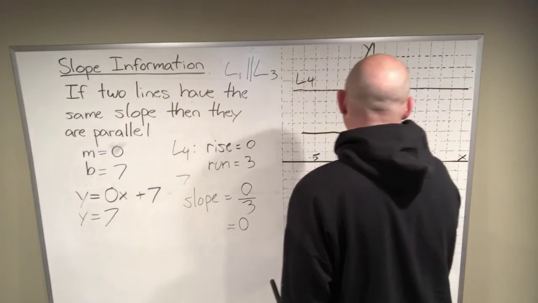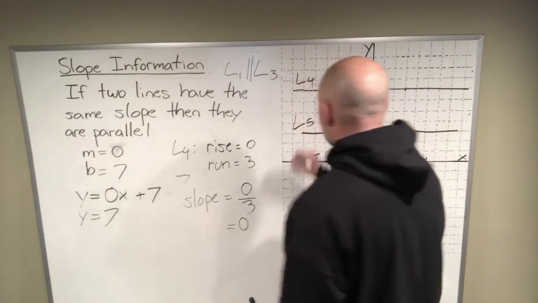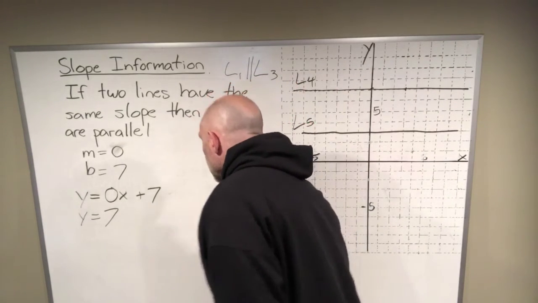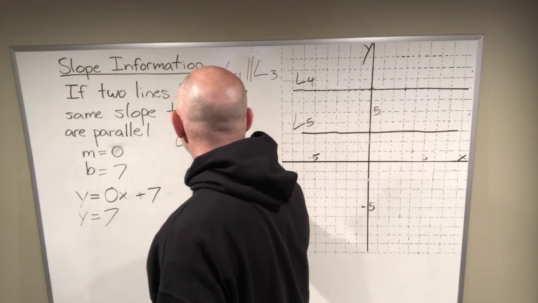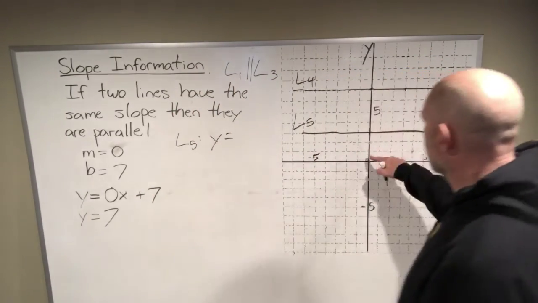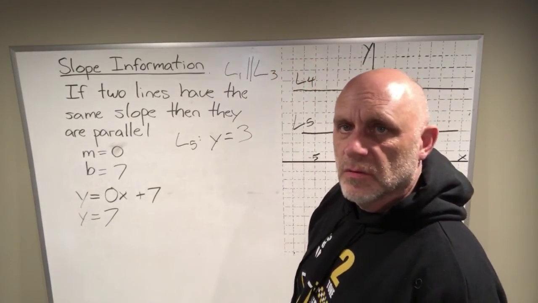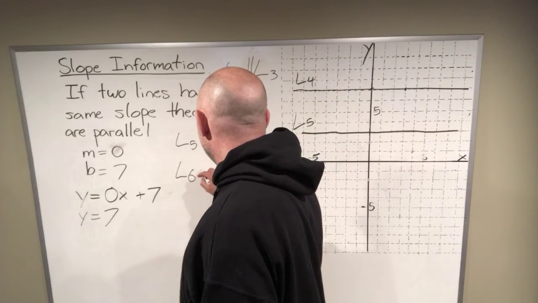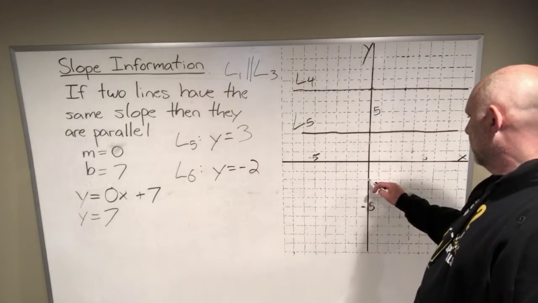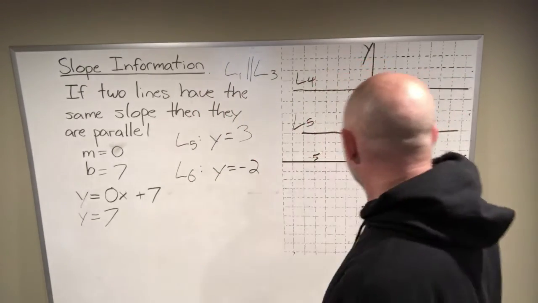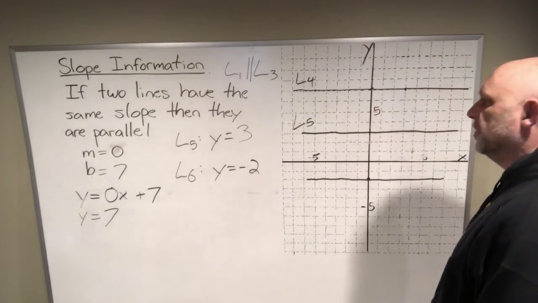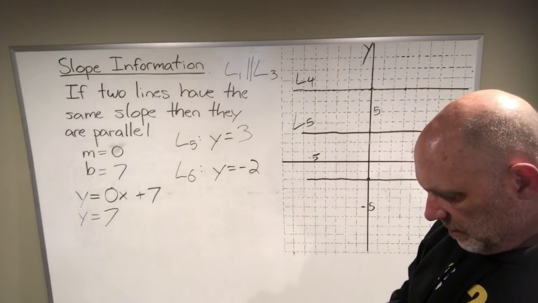How about this? Call this L5. What's the equation for L5? It's got no slope, so I'm just going to leave that out. But it goes through y equals 3. That's the equation. How about L6? I'll write the equation. Let's draw it. y equals -2. So all we have is a y-intercept. It goes through -2. There is no slope. So that's it. 0 slope.